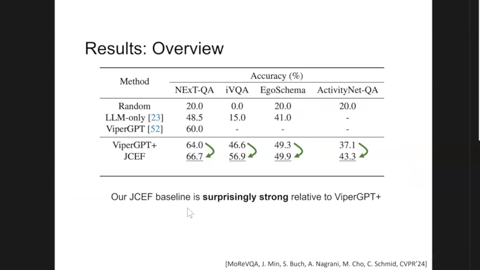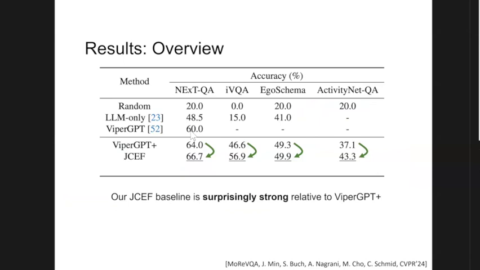Then the results: random would be just you select an answer randomly. If it's multiple choice and there are 5 answers, then it's 20%. And if there's just an open-ended question, as in IVQA, then the performance of random is 0%. The next row shows language only, which shows that some of the datasets are actually quite biased towards language.